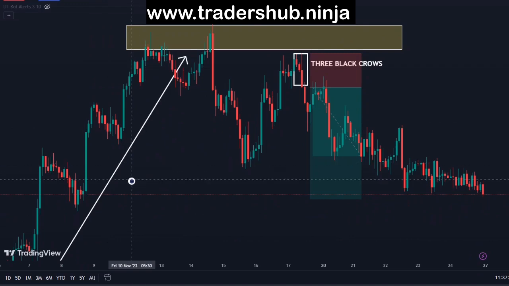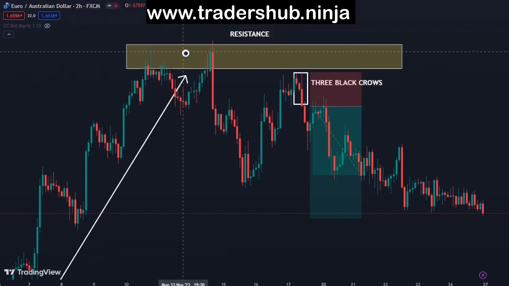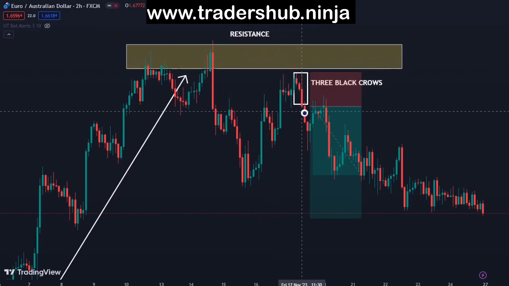Previously it was an uptrend, a strong uptrend. Here the market acted as a resistance. At this resistance level, we get a 3 black cross candle. The 3 black cross is a bearish reversal candlestick pattern. It was formed at a proper resistance level. So we are ready to take a sell entry.